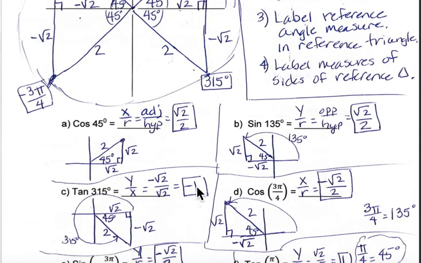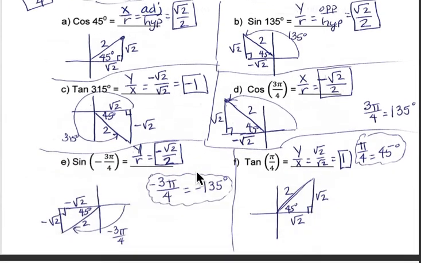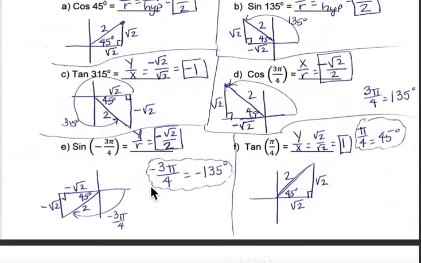So you will have y over x, which is going to be negative root 2 over positive root 2, and that simplifies to -1. I had them do these two on their own, but you can take a look at them later.